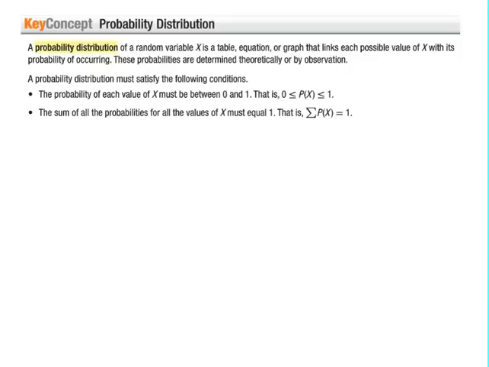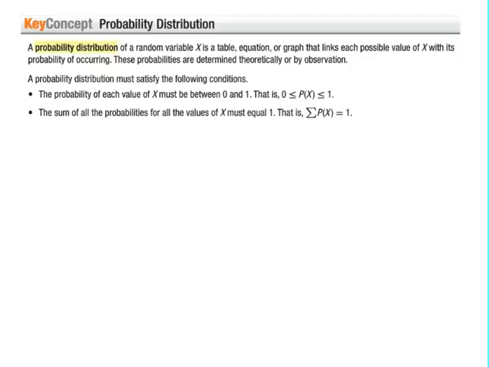These probabilities are determined theoretically or by observation. A probability distribution must satisfy the following conditions. First, the probability of each value must be between 0 and 1. That should make sense, it can never be smaller than 0 or bigger than 1. The second is that the sum of all the probabilities for all the values of X must equal 1. So if we add them all up, we get a total of 1. Those are the 2 conditions that must be satisfied for a probability distribution to exist.